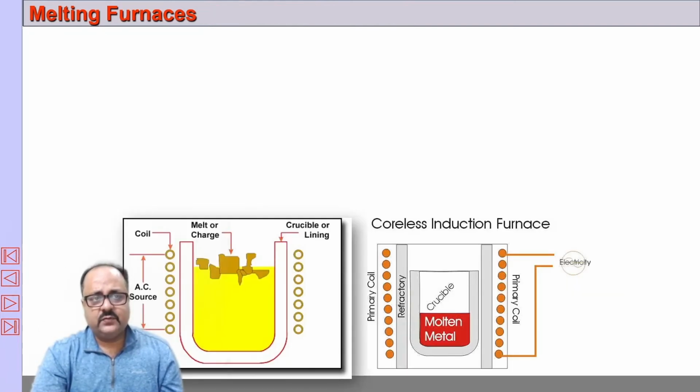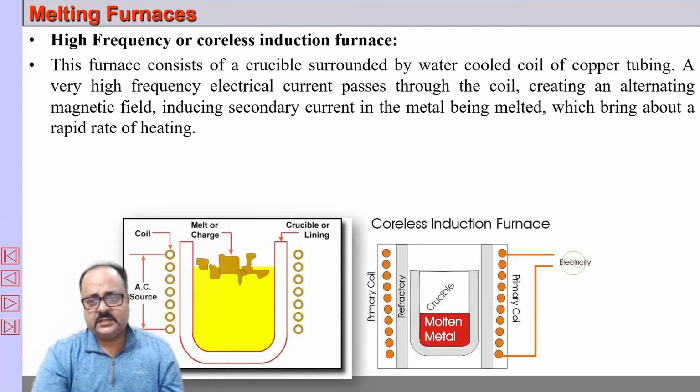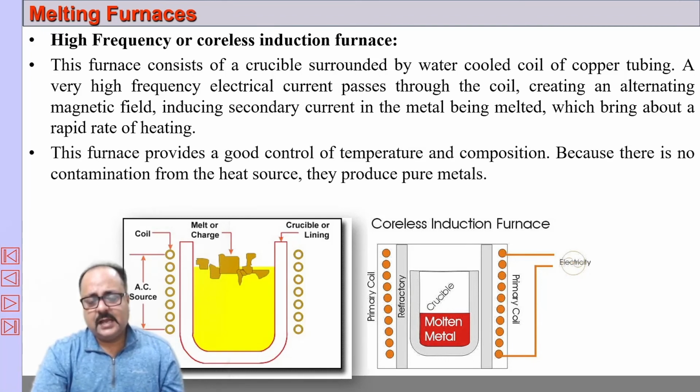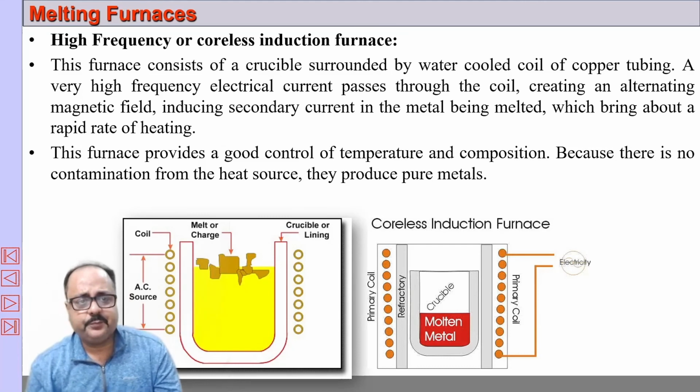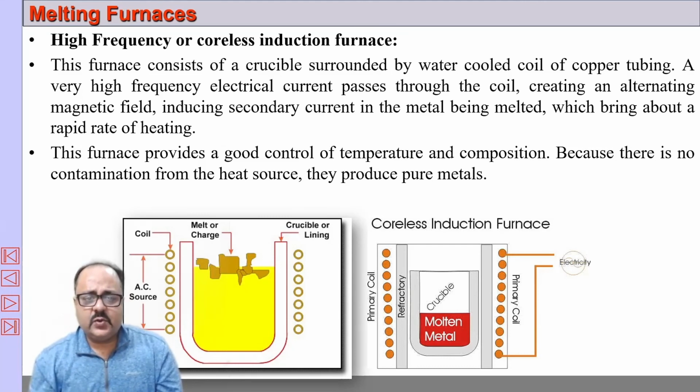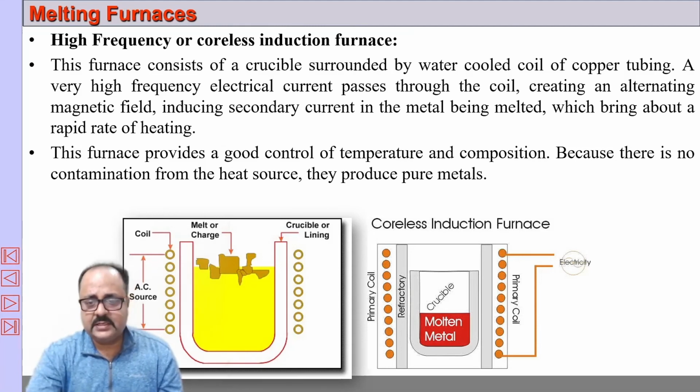There are two types. One is the high frequency or coreless induction furnace, and the other one is the core type. This furnace consists of a crucible surrounded by a water-cooled coil or copper tubing. A very high frequency electric current is passed through the coil, creating an alternating magnetic field, inducing a secondary current in the metal being melted, which brings about a rapid rate of heating. So it can control the temperature accurately and the composition also by this type of furnace, and therefore obviously these are very costly furnaces compared to other electric resistive furnaces.